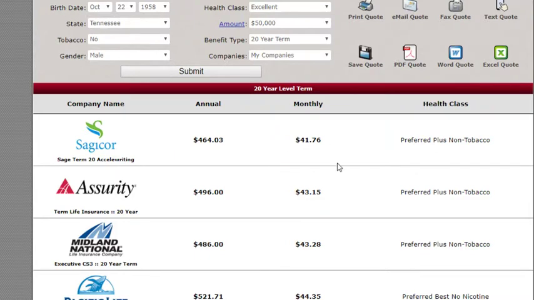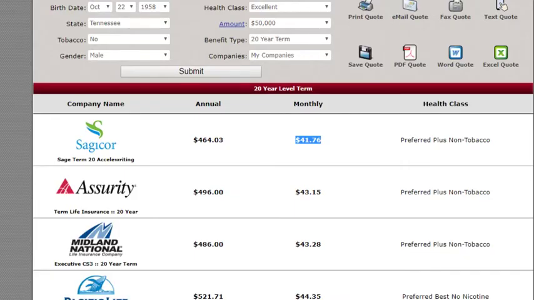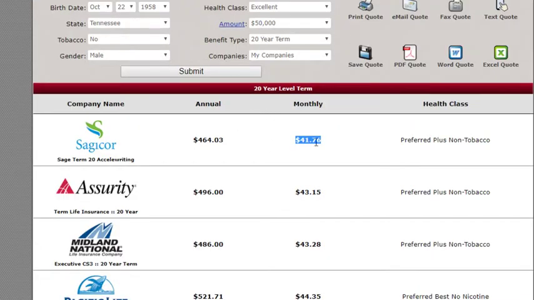Make sure it's good. If you can qualify for Preferred Plus, you'd be looking at $41.76, and that compares to $45. So it's about the same. It's actually pretty close. Actually, I take that back. It is $94 a month for a 60-year-old. Any age between these ages, it's $94 a month. Compared to Sagicor or Surety, you're looking at about $41 to $43. That's on a preferred basis.